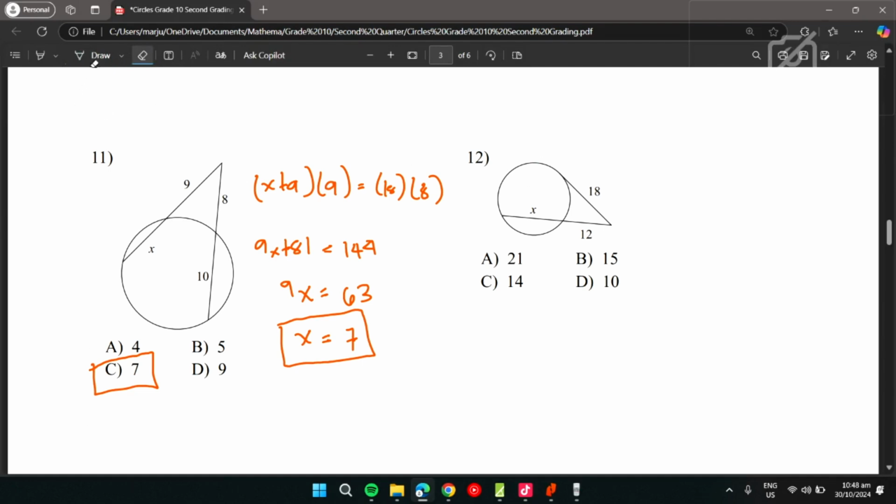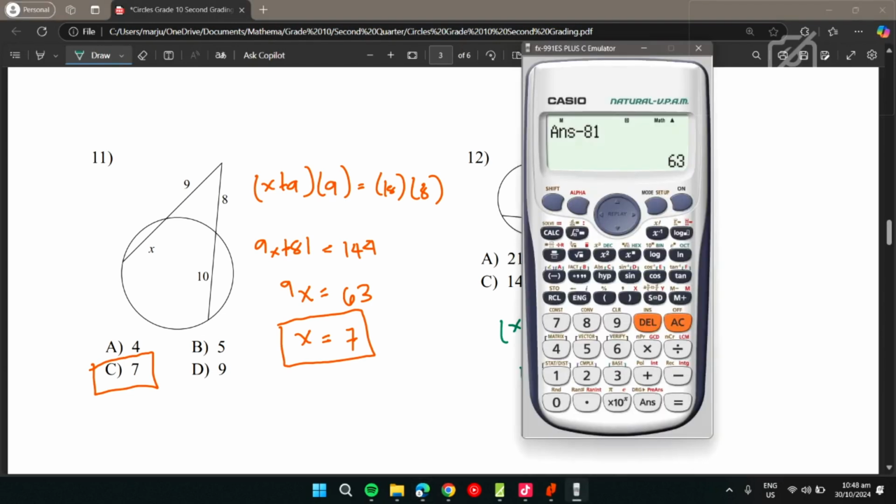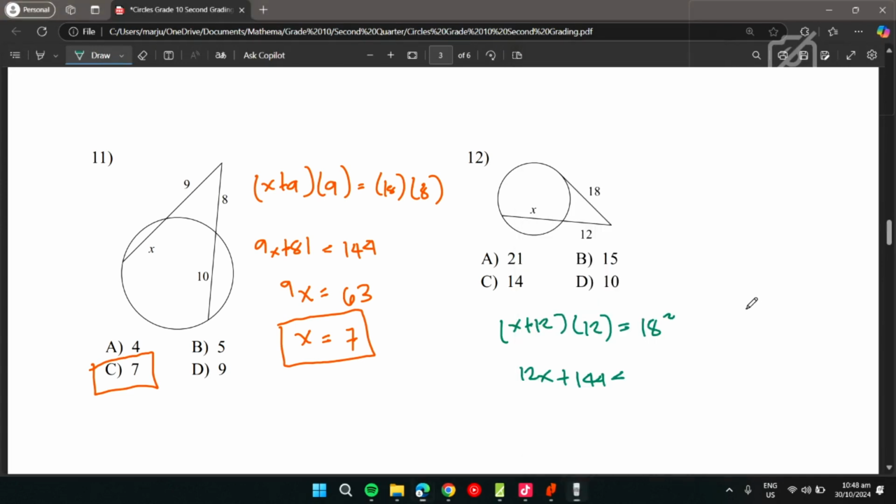So, again, secant and a tangent. So, pag secant again is the entire secant, which is x plus 12, times the part, which is 12. And that is just equal to the square of the tangent. Alright? So, let's do the algebra. 12 times x, that is just 12x. Plus 12 times 12, 144. And then 18 squared. What is 18 squared? 18 squared, that is just 324.